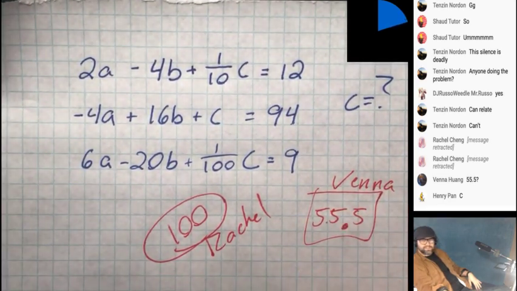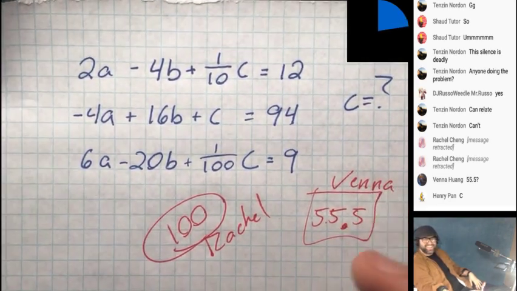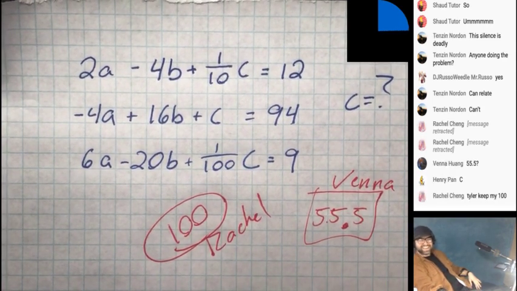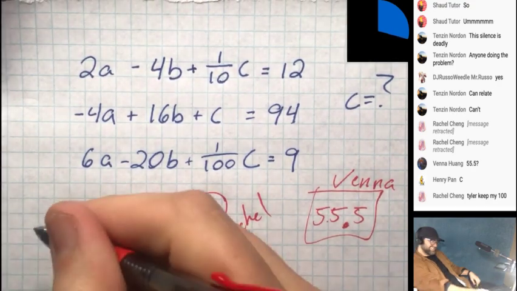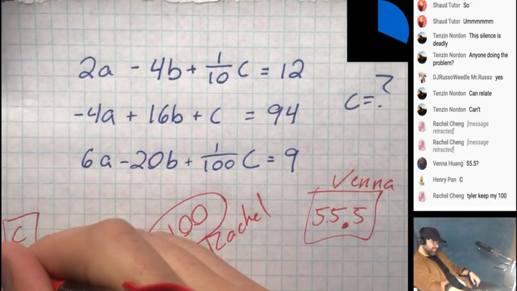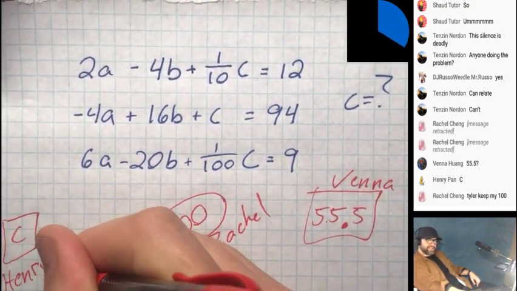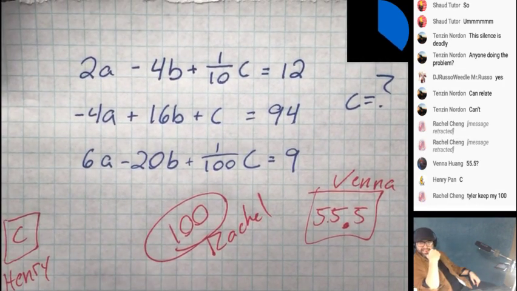Yo, Rachel, how many zeros you adding to that? How many zeros you want? I got you for as many zeros as you need. Henry, you're really doing great, bro. Really crushing, bro, I gotta say. Okay, I'll keep the 100.